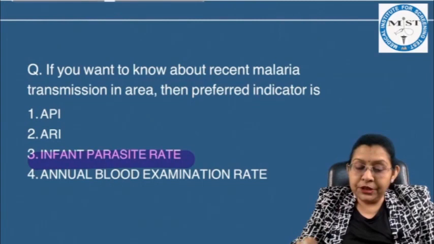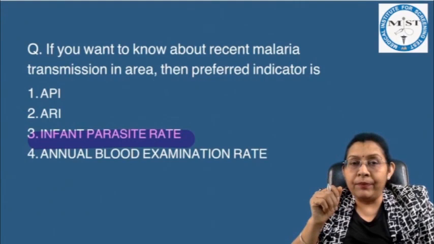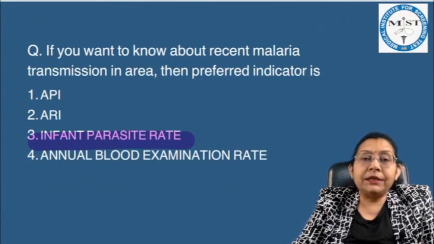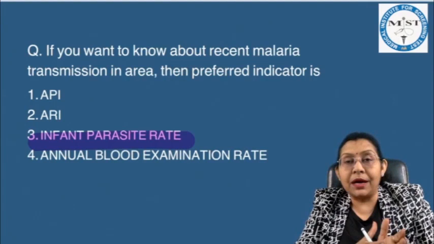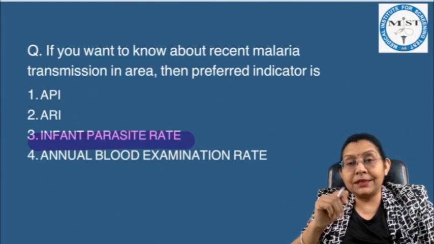The next question: if you want to know about recent malaria transmission in an area, then the preferred indicator is. Now API, the annual parasite incidence, gives us an idea about the appearance of new cases. But it does not show that it is only in the recent past, it can be an earlier infection also, because chronic malaria cases can persist. So it is suggestive of malaria transmission.